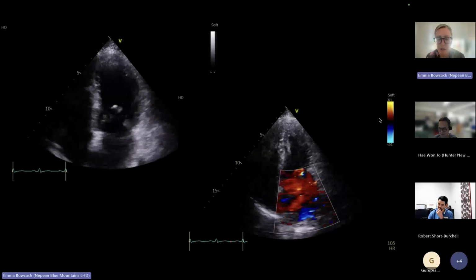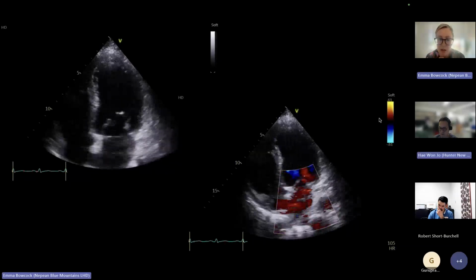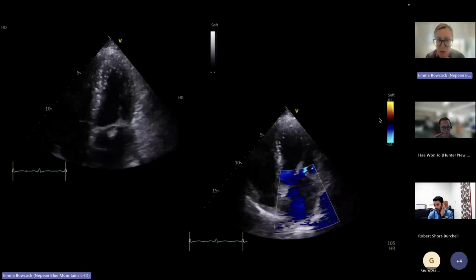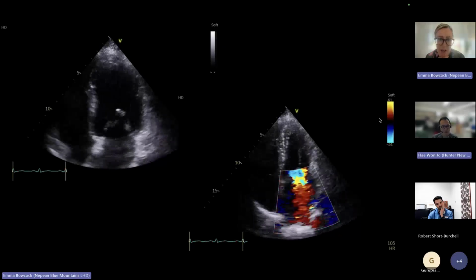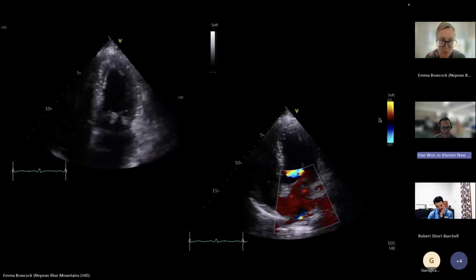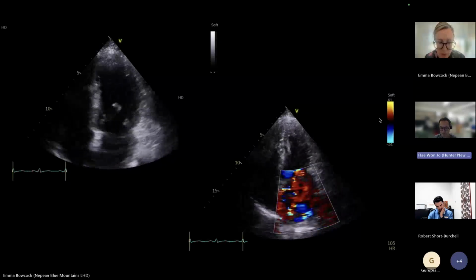Just based on this TTE, Ewan, what do you think the severity of the MR is? And would you like any more information from the TTE to try and help you grade severity? So I think it's likely to be severe MR.